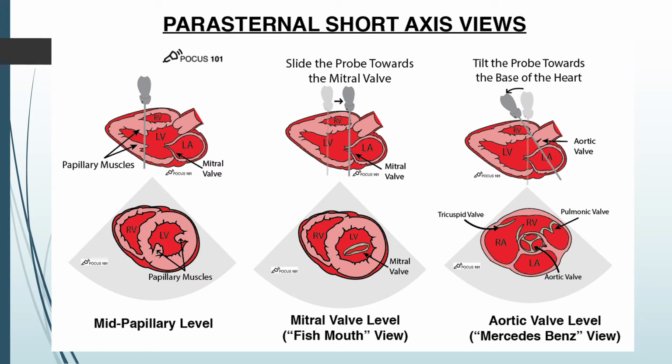And these are the three main levels of the parasternal short axis view. The first one is the mid-papillary level, the second one is the mitral valve level, and the last one is the aortic valve level.